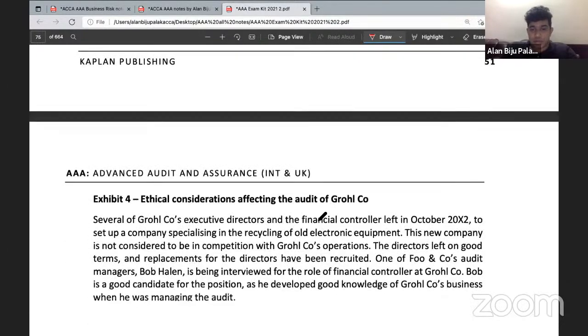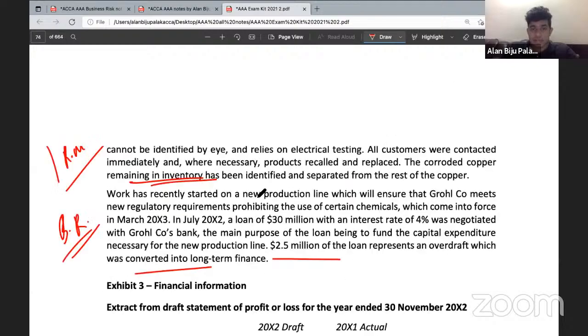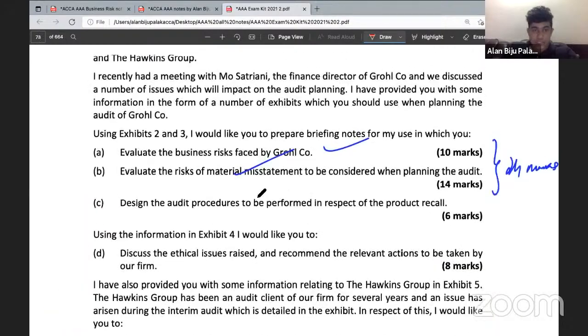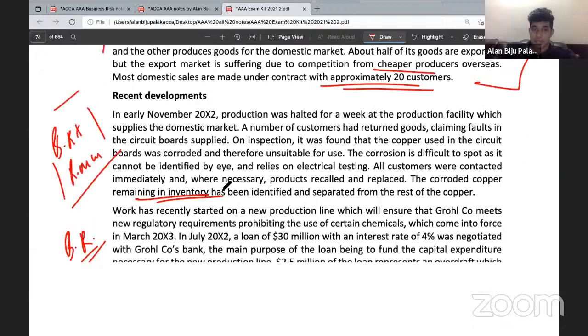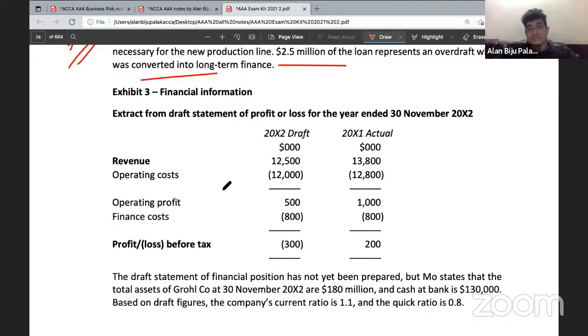But this one is not in relation to the first page because here the examiner is exclusively mentioning that by using exhibits 2 and 3, we need to find out the business risk and risk of material misstatement. So we don't want to consider exhibit 4 while considering the business risk and risk of material misstatements. So they have given some extracts of the draft profit and loss account of the company. And they are mentioning that the revenue of the company is 12,500.